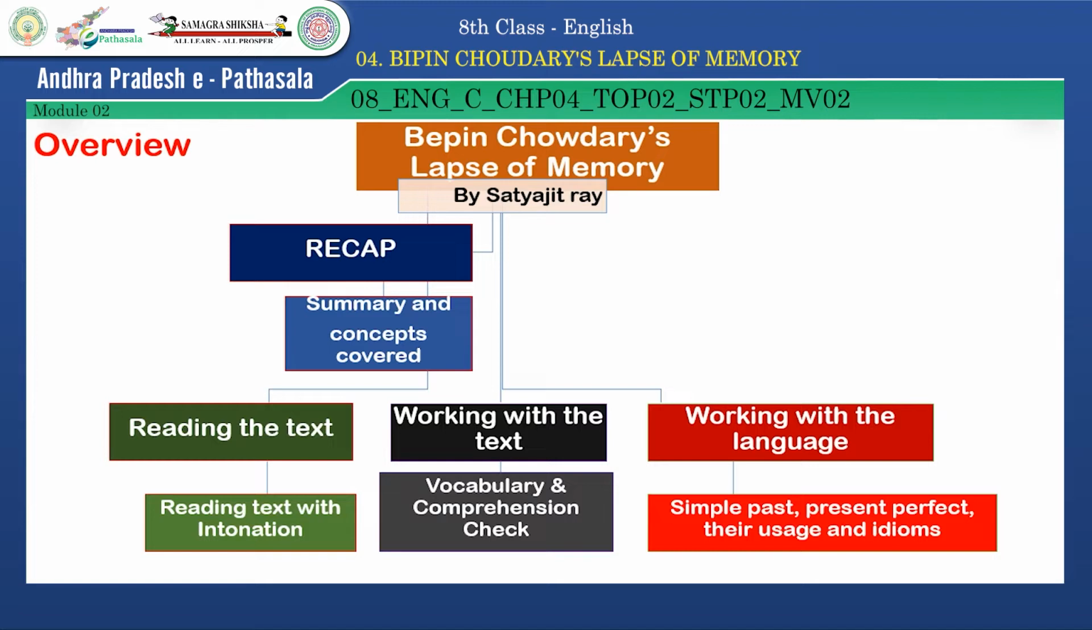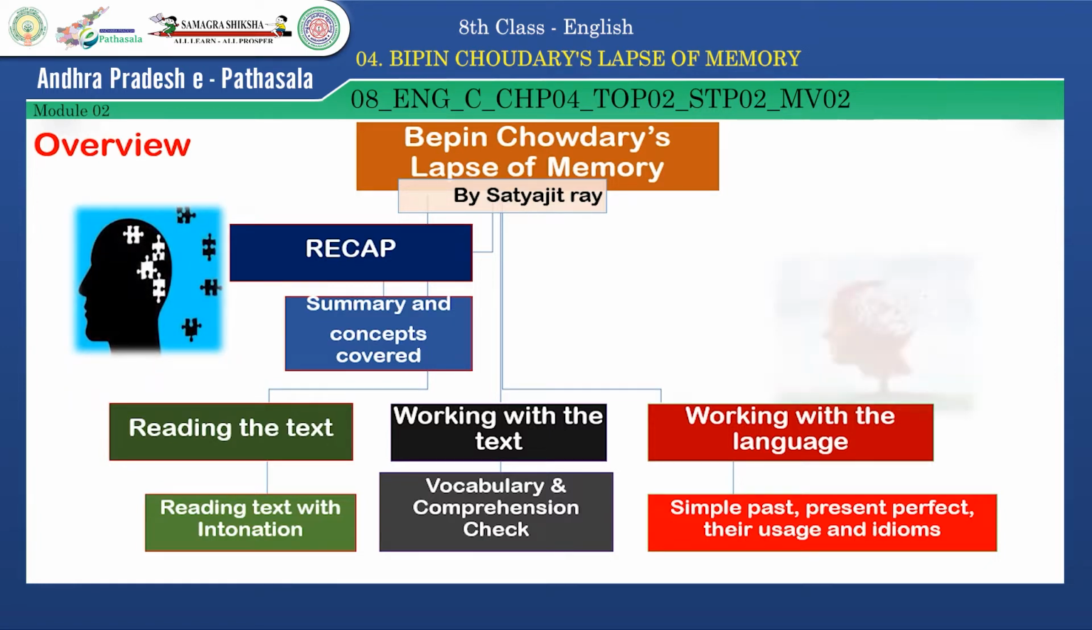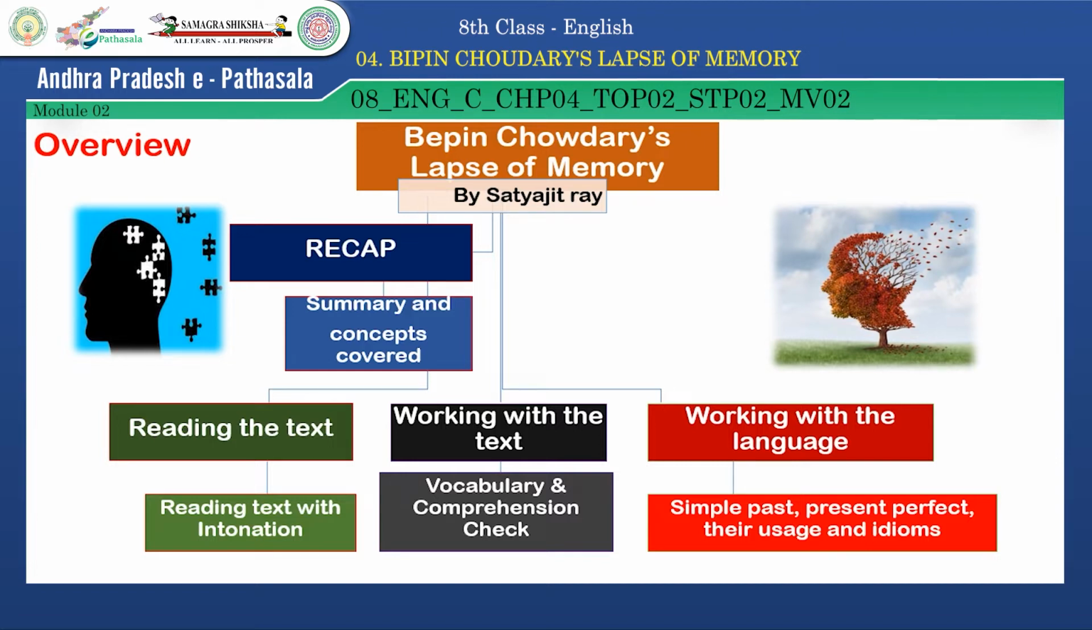Which is followed by second activity, reading the text. Reading the text is meant for correct intonation and pronunciation. Thirdly, working with the text, in which we are going to discuss the vocabulary, phrases, usage, and comprehension check activities. Fourthly, working with language, in which we compare and contrast the past tense and present perfect tense usage, and a few idioms and their usage also.